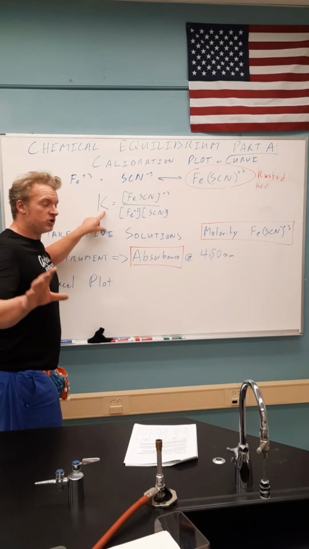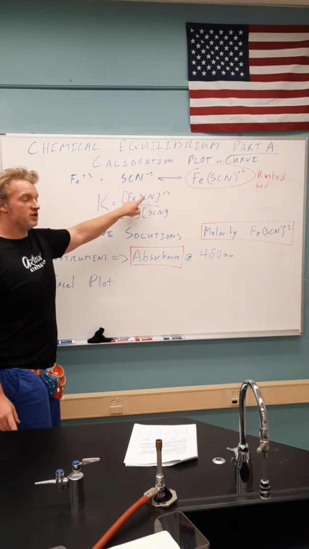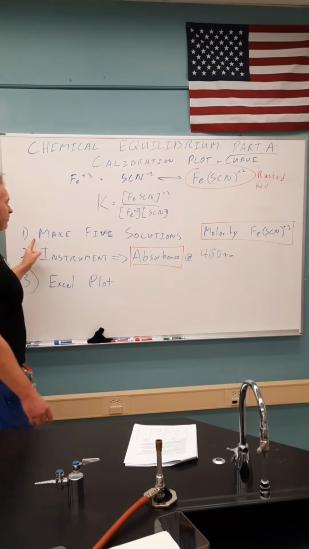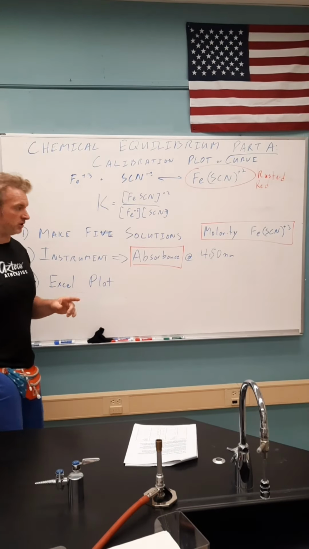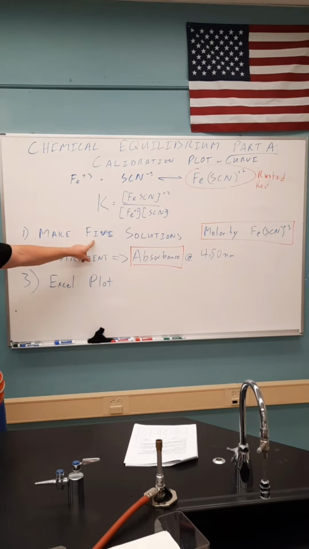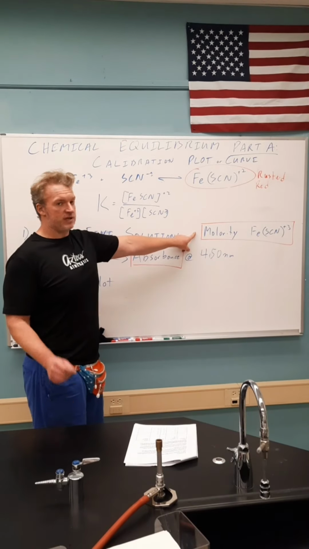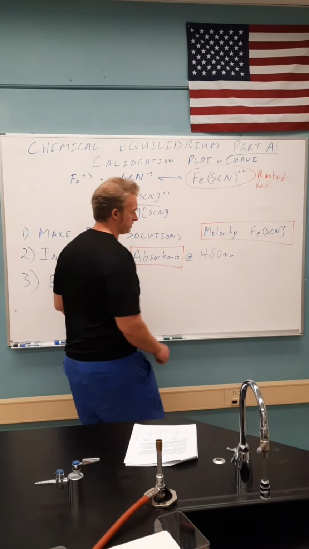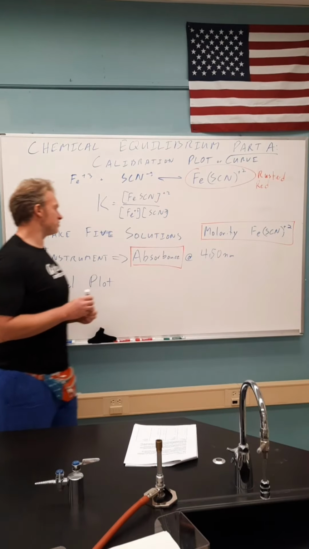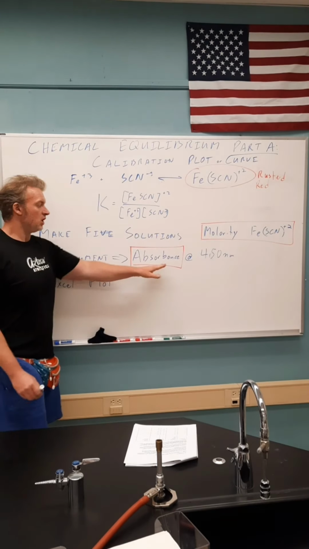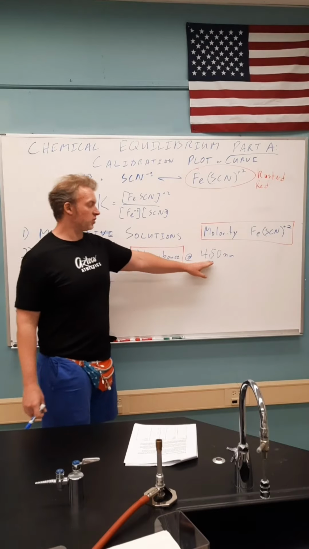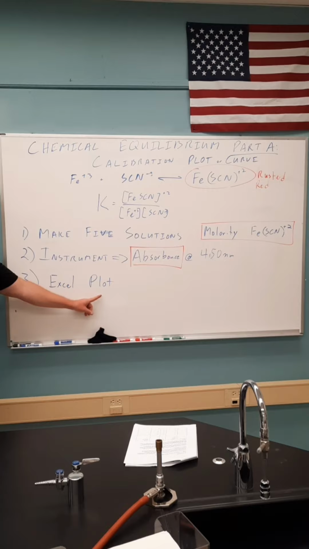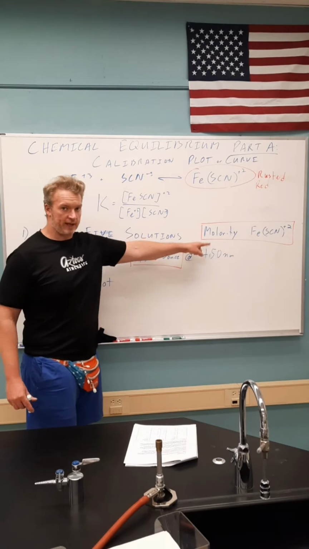So at the end of part 2, we will know all three of these molarities to plug in here and solve for K. But in part A, we have 3 tasks to complete our calibration curve. You're going to create 5 solutions and calculate the molarity of the iron thiocyanate of each of those 5 solutions. You're also going to use an instrument, a spectrophotometer, to measure the absorbance at 450 nanometers. And then finally that day, you're going to make an Excel plot with these numbers that you collect.